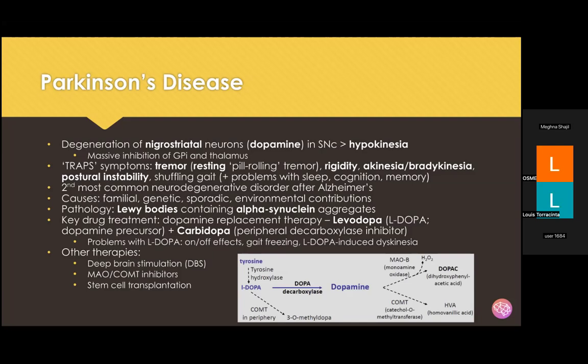There are other therapies. You can do things like deep brain stimulation. You can use MAO or COMT inhibitors. You can do stem cell transplantation. This is all tertiary level, research level stuff. DBS is becoming more and more common, and that is basically stimulating the brain to get rid of some of that indirect pathway and boost that direct pathway. That's what they do in DBS.